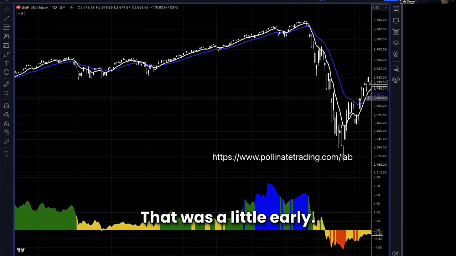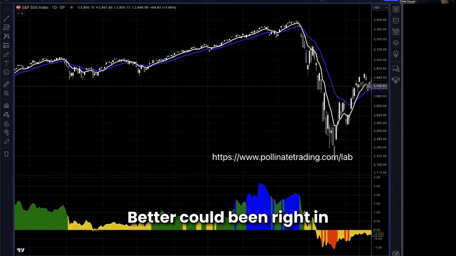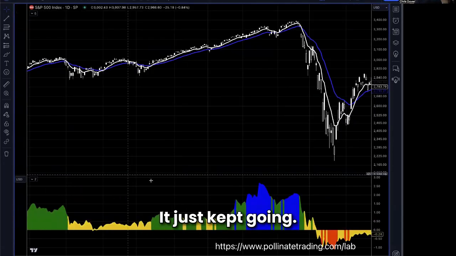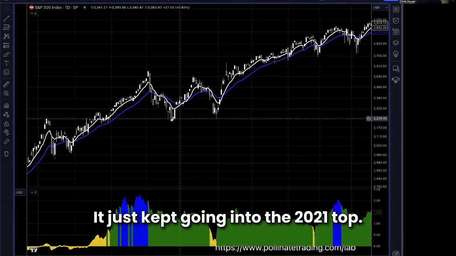Here's where I got long. That was a little early. Better could have been right in here waiting for the crossover. It just kept going. It just kept going into the 2021 top.